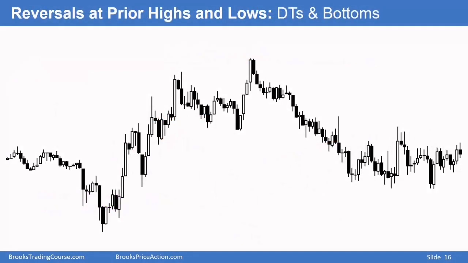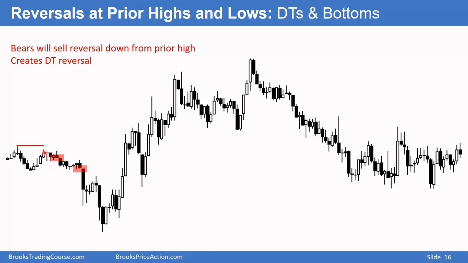The market is always paying attention to prior highs and lows, and the result is you get a lot of double tops and double bottoms. If the market rallies near a prior high and reverses down, it creates a double top. Most double tops, most double bottoms are not exact. The second high is usually a little bit above or a little bit below. Sometimes it's a lot above or a lot below.